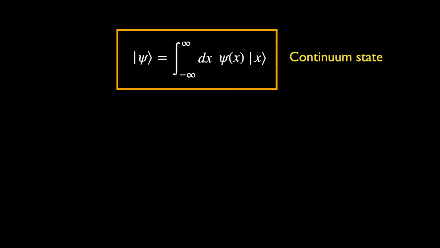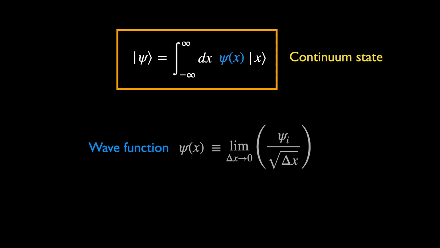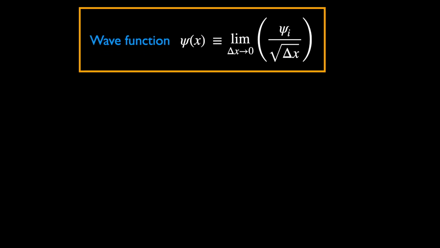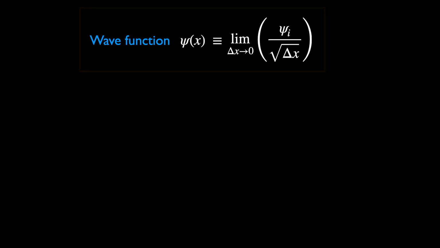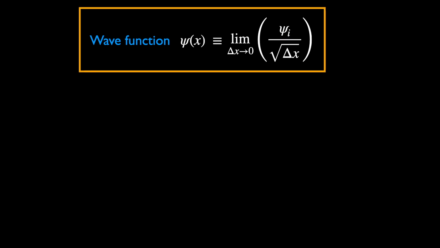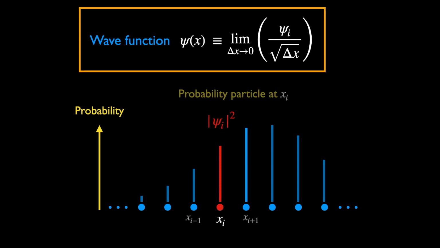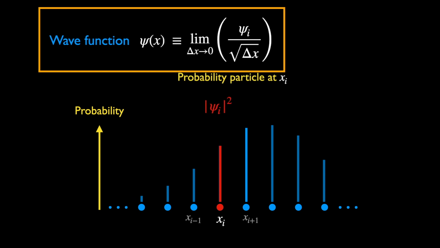We now look at the properties of the wave function of this state, psi x, which as you would recall is defined by the following. This is a function derived by taking a limit on its discrete counterpart. We can use the discrete amplitude psi i to tell us what the wave function psi x means. Recall that the absolute square of psi i tells us the probability that the particle will be found at the lattice point xi.